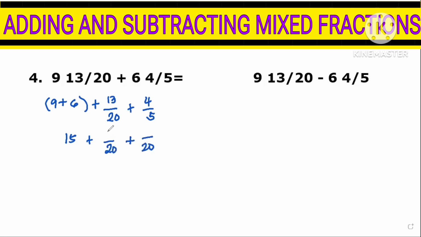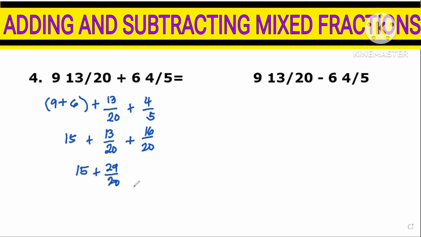So 13 over 20 remains the same. But for 4 fifths, multiply this by 4. So the 4 is also multiplied by 4, so it becomes 16 over 20. Now adding all together, we have 15 plus 29 over 20.